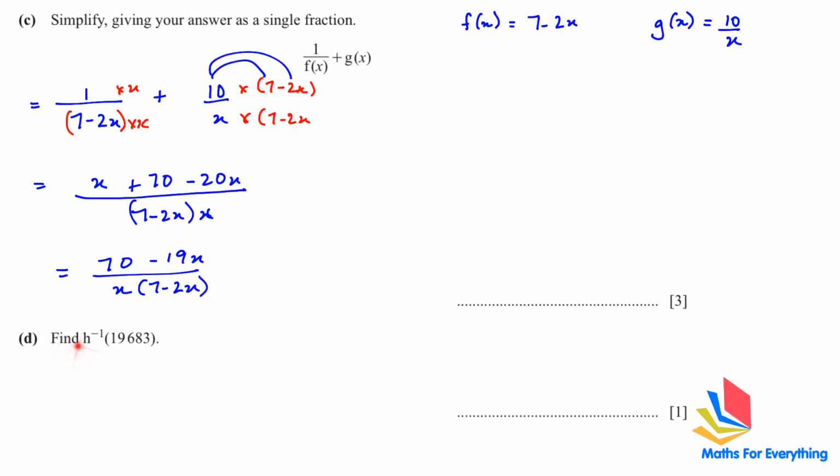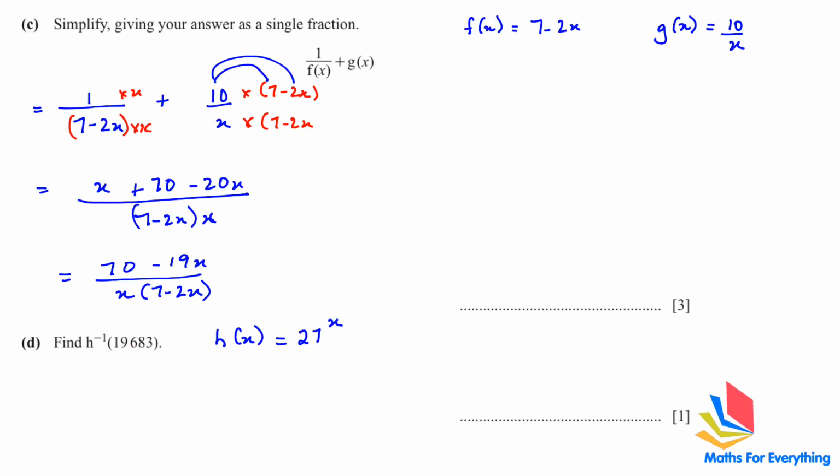Next, find h inverse 19683. When you want to find the inverse of a function which has x in the power and the value is given to you, try to find this number: 27 to the power of what will give you 19683, and you will find that 27 to the power of 3 is 19,683. Therefore, the answer is 3.